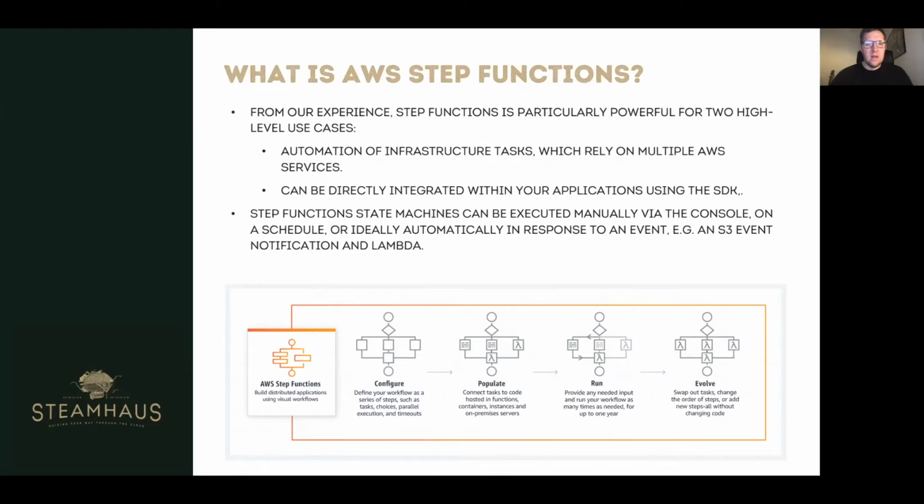From our experience at Steamhouse, step functions have been particularly powerful for 2 high-level use cases. The first of which is to automate infrastructure tasks which rely on multiple AWS services. This could be a workflow to run ECS Fargate tasks to process data in a pipeline. Secondly, it can be directly integrated within your application using the SDK. So an example of this might be adding an email approval workflow to your application using a combination of services such as step functions, SNS, API gateway, and Lambda.